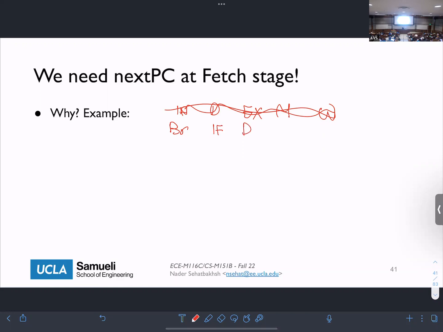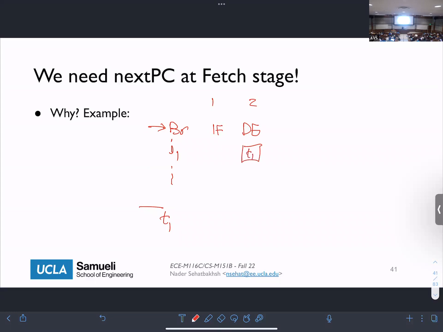Then our branch goes to the decode stage, right? At the second cycle. So this is the first cycle, this is the second cycle. And we have our I1 here. And then at some point we have our T1 here, right? And remember, we want to say that this is a taken branch. So what we want to do in this cycle here is T1, right?